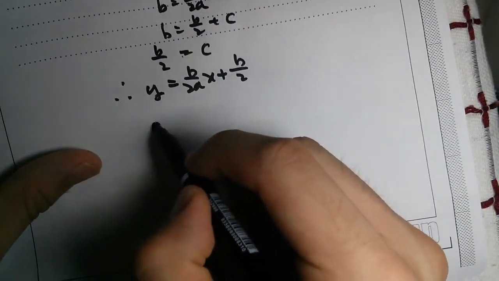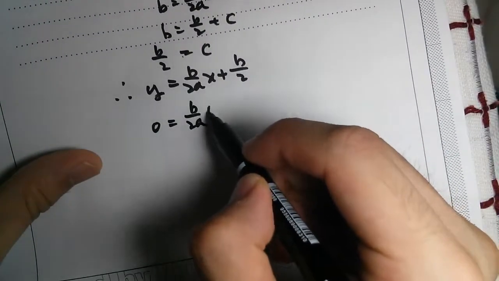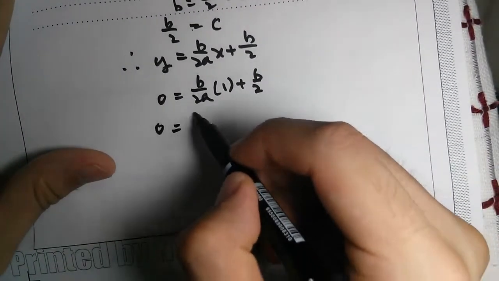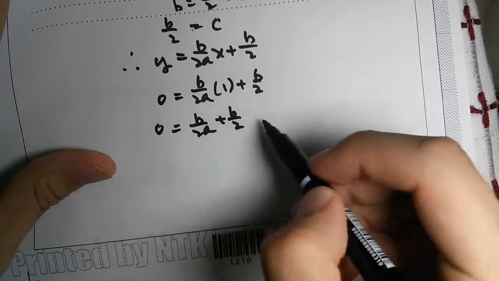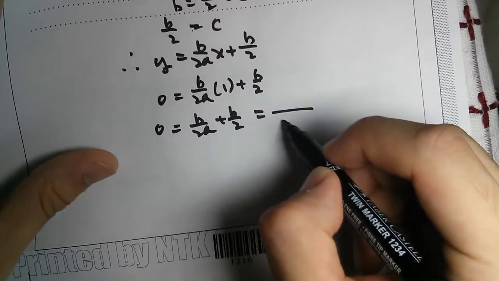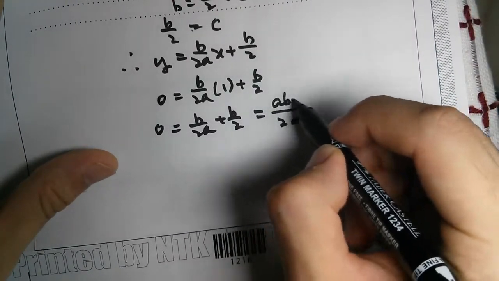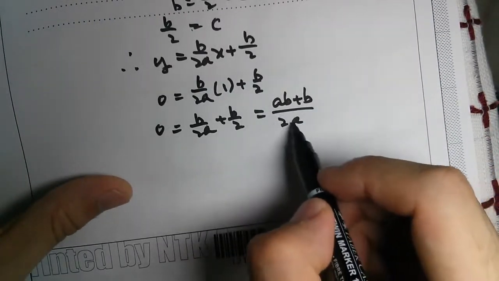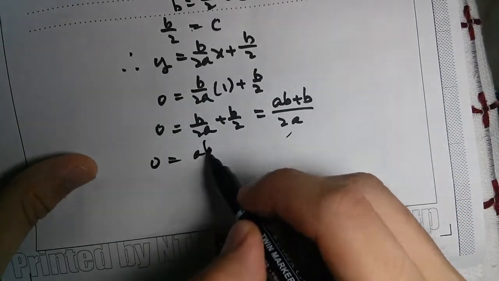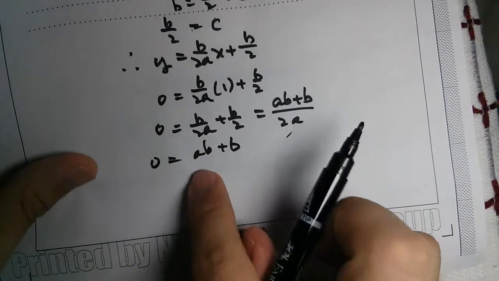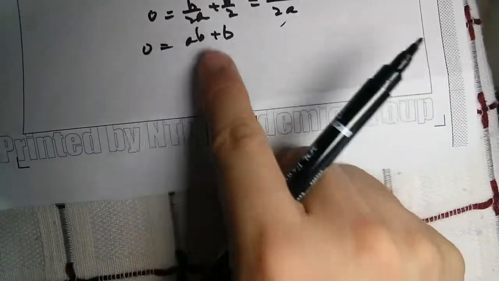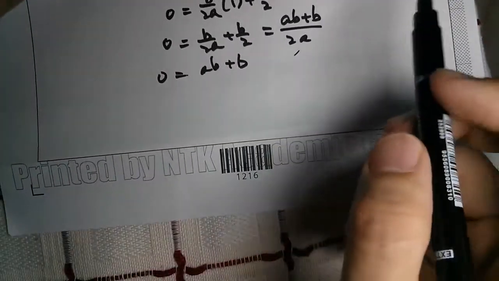So plug it in: 0 equals b over 2a times 1 plus b over 2. We add them up a little bit. So it's 2a. We can multiply this 2a to the other side, and 0 times anything is 0. So 0 equals ab plus b. This is the requirement for the normal to pass through (1, 0). So we're supposed to solve this equation, find the values of a and b that would do this.